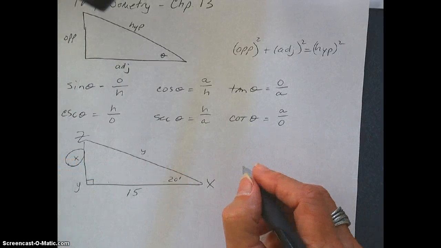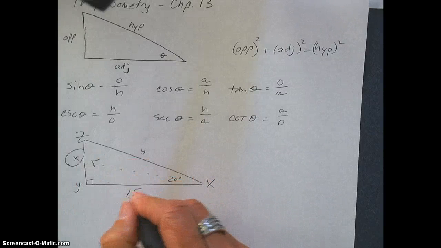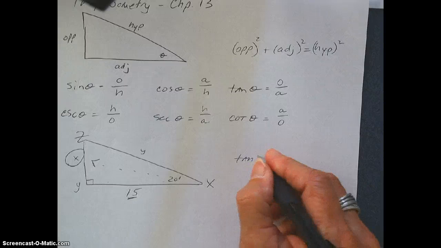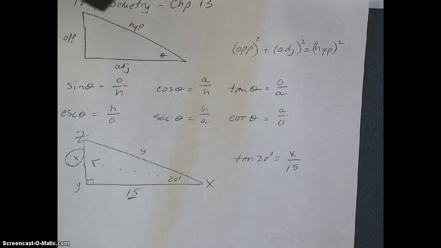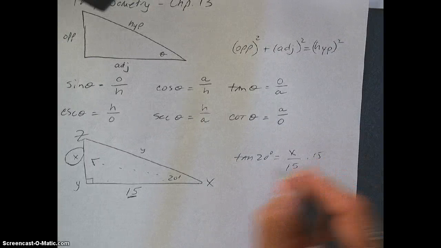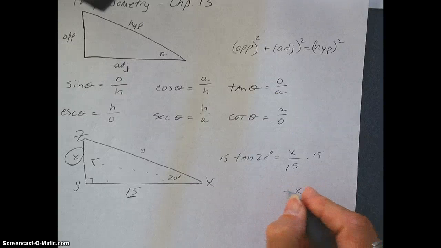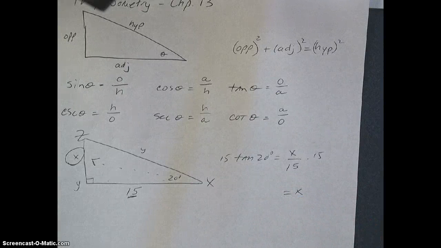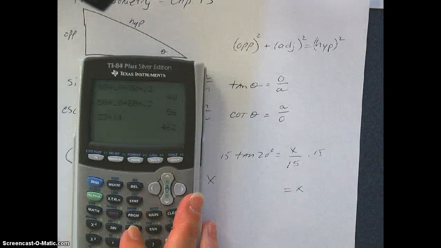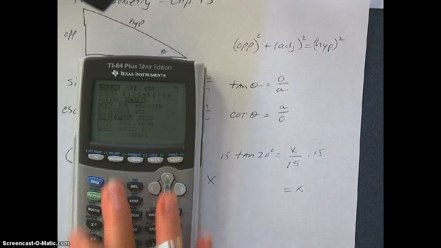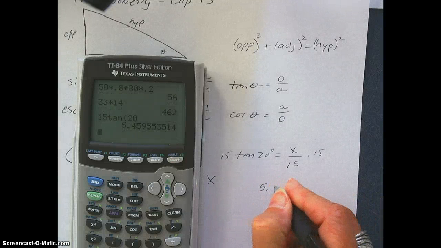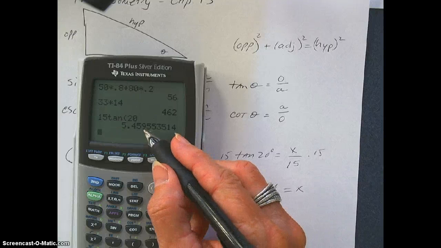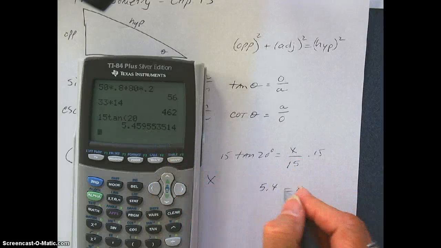So looking at our opposite and adjacent, that would be the tangent function, tangent is opposite over adjacent. And if we wanted to solve for x, we'd just multiply both sides by 15. So x will equal, and again, be very careful that your calculator is in degree mode. You can always check that by hitting mode and then making sure you're on degree. 15 times the tangent of 20. X will equal 5.4. 9 is bigger than 5, so we'll round this to 5.5.